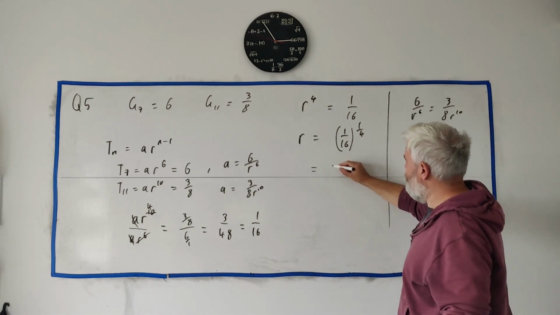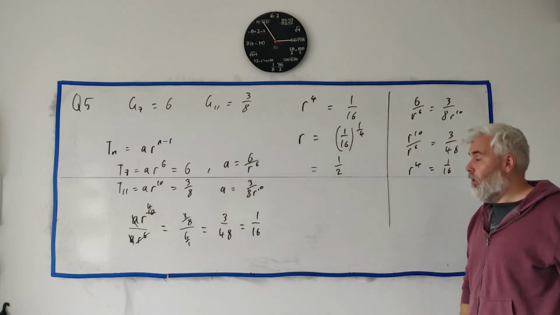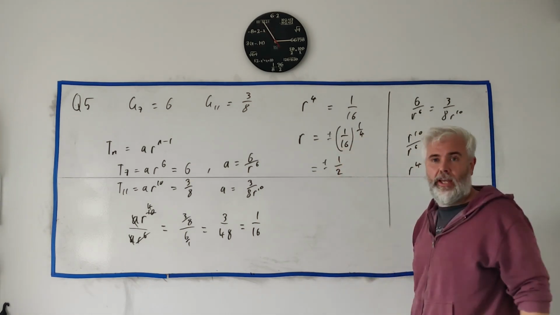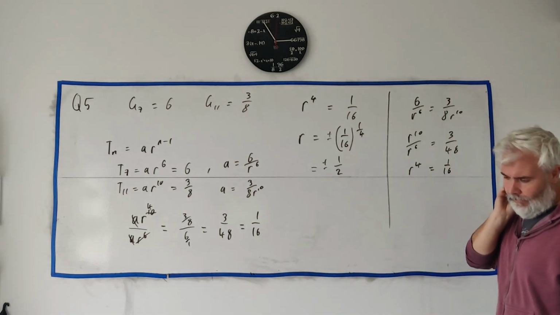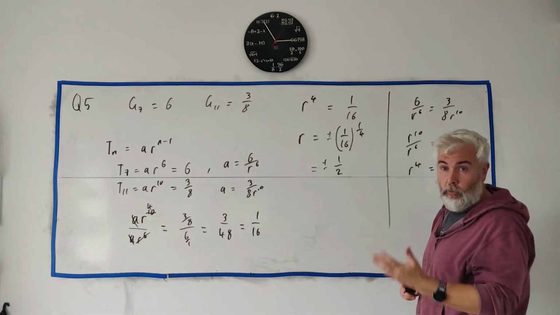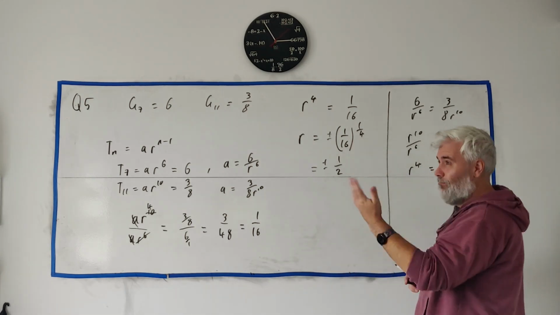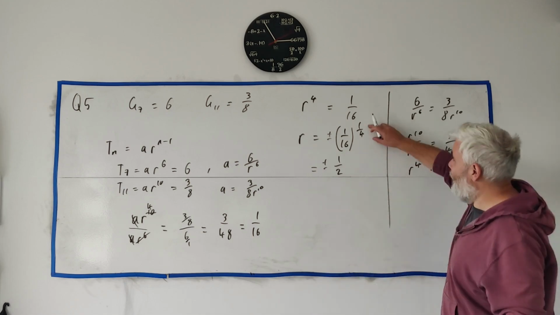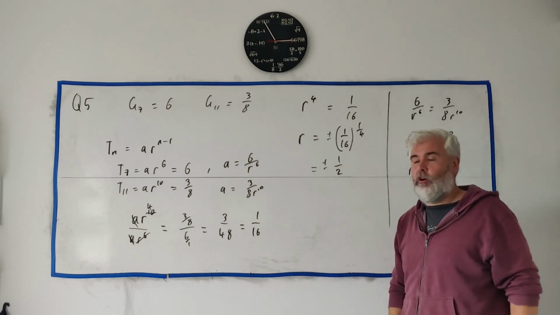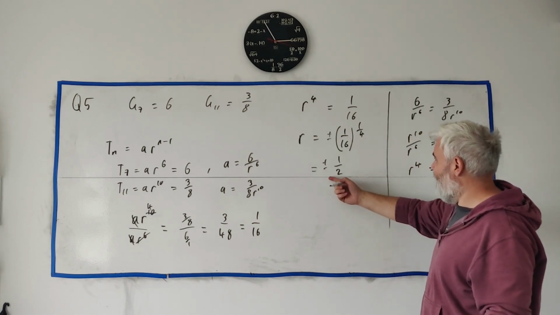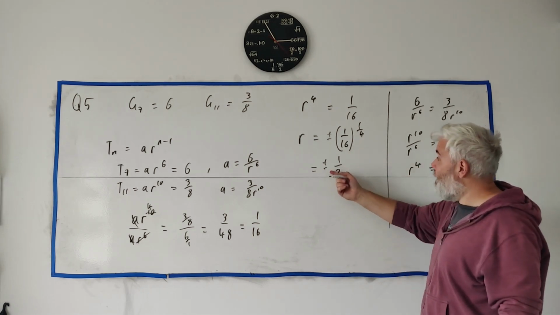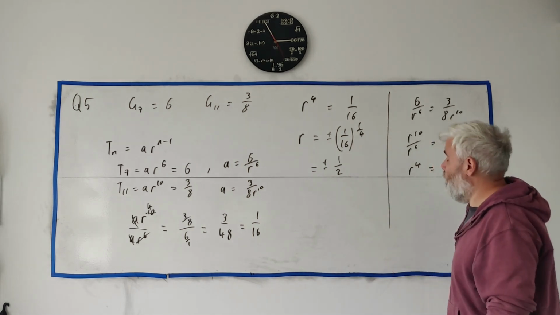And be very careful here. Some people probably get the answer 1 over 2. It's not. Once we do this, a plus or minus needs to come into it. Once we take an even root, to the power of 1 over 4 or 1 over 2, 1 over 6, a plus or minus is going to appear. And you can just double check. Put 1 over 2 to the power 4, it's 1 over 16, and minus 1 over 2 to the power 4 is also 1 over 16.